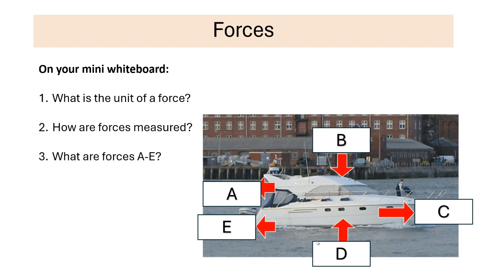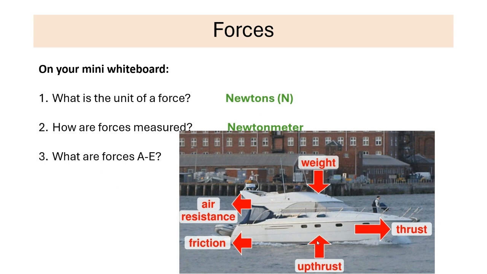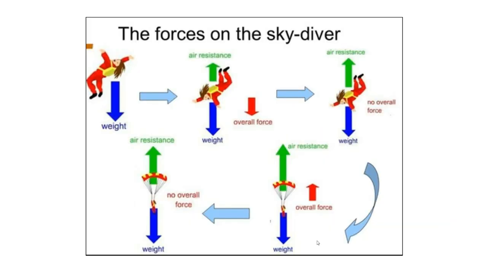E is going to be water resistance or drag. A is going to be air resistance. Hopefully you got all these answers correct. You need to know all these forces. Very quickly, these are the forces applied to a skydiver when they jump.